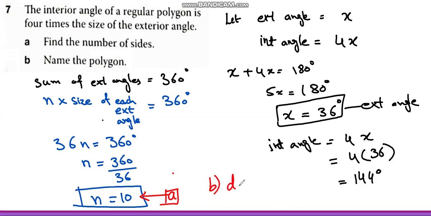Now let's proceed to next question. In question number 8, A part, it says, is it possible to have a regular polygon with a given angle as exterior angle? If so, find the number of sides. As we already know, the sum of exterior angles will always be equivalent to 360 degrees.